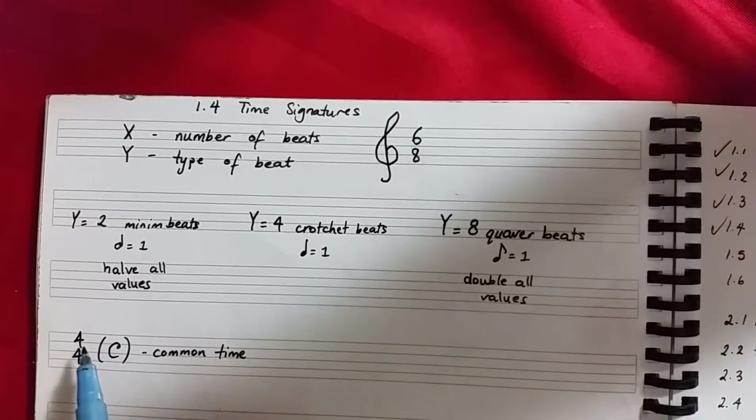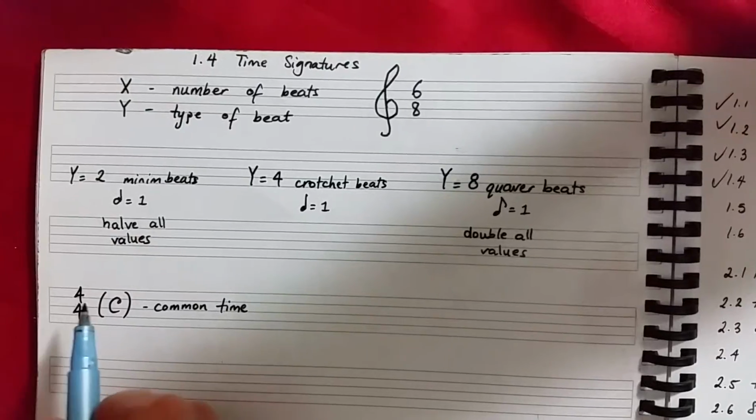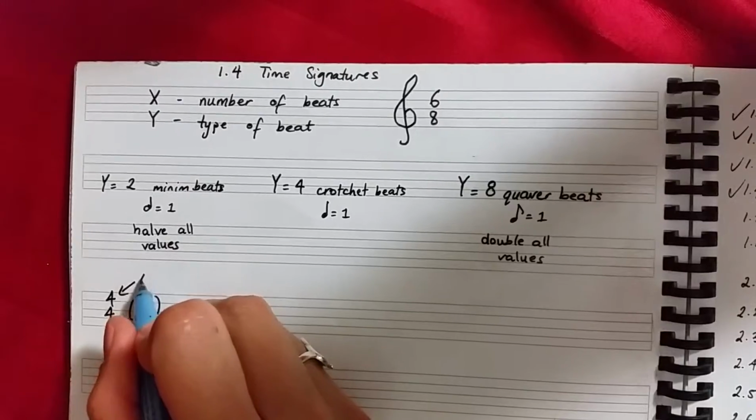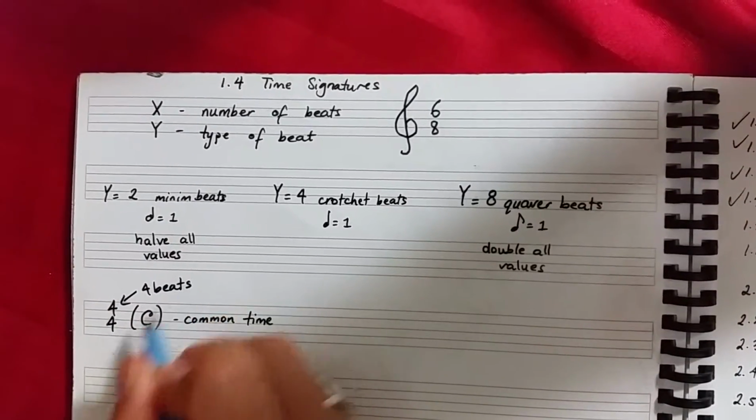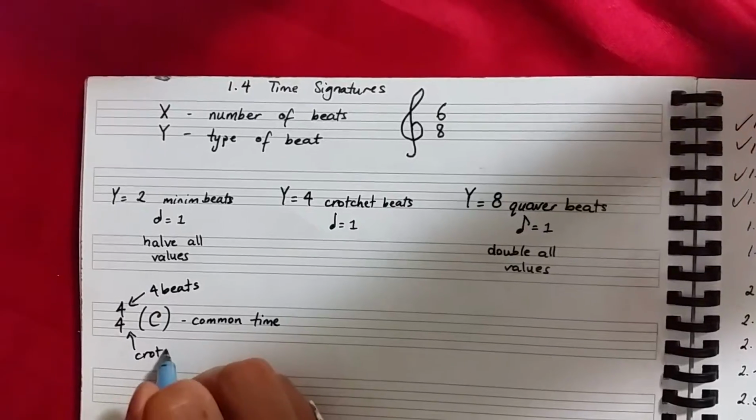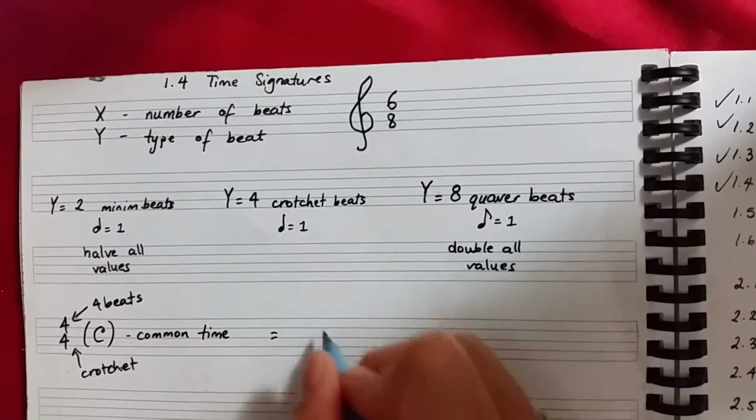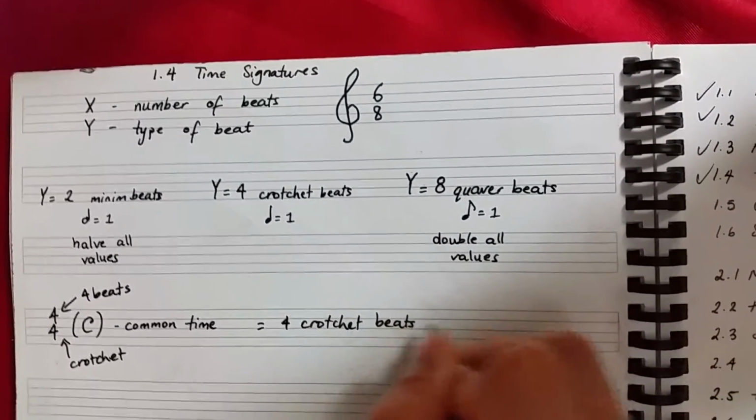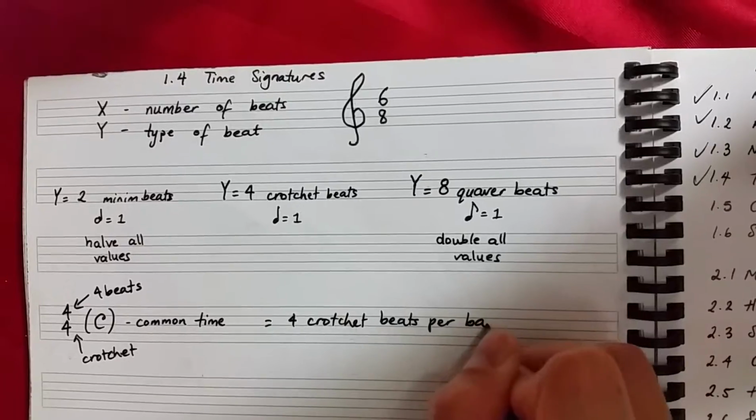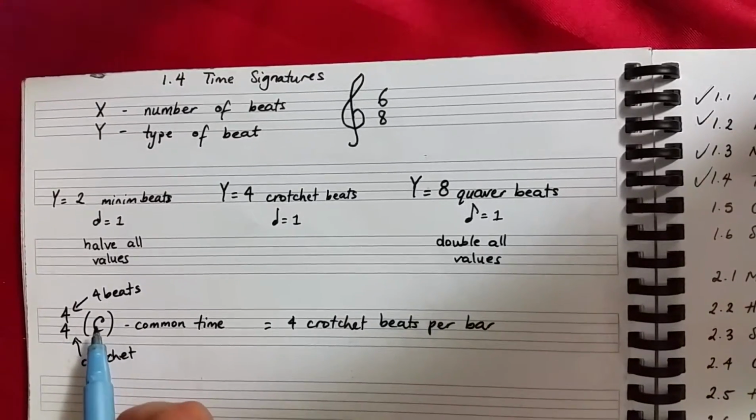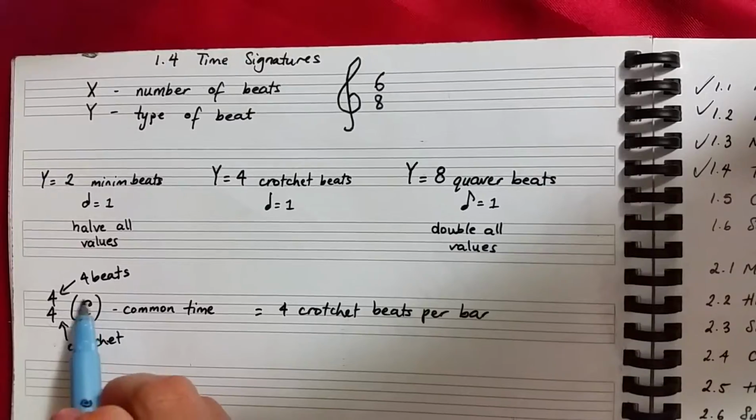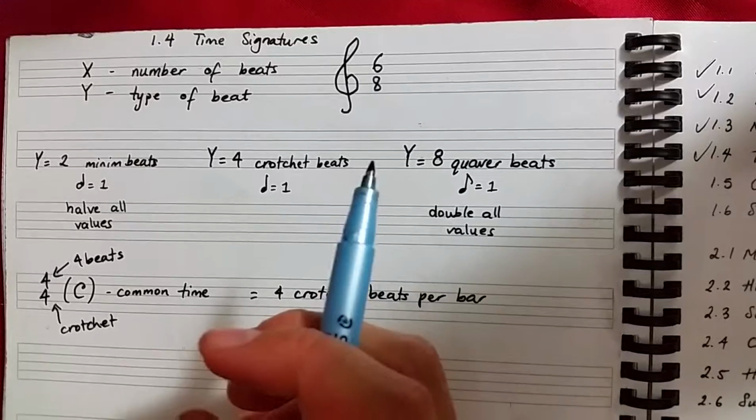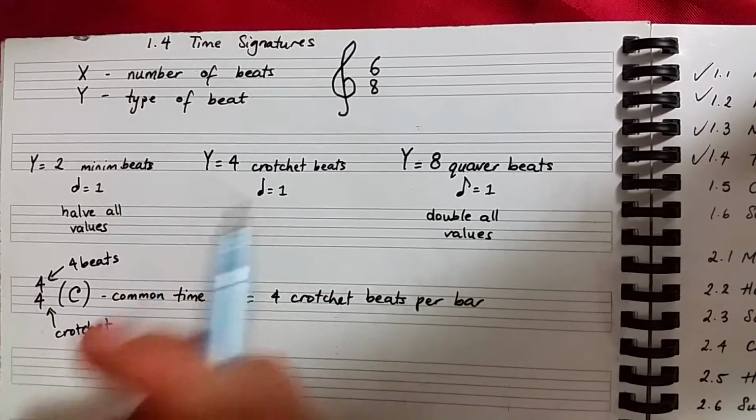So the most common time signature you'll see in music is 4/4. So this means number of beats, there are 4 beats, and the type of beats are crotchet beats. So by definition, this equals 4 crotchet beats per bar. Okay, now sometimes 4/4, I've written in brackets here, is represented by just a C. So it's just a C that stands for common time, because most music that you learn is written in 4/4 because it's a nice even beat.